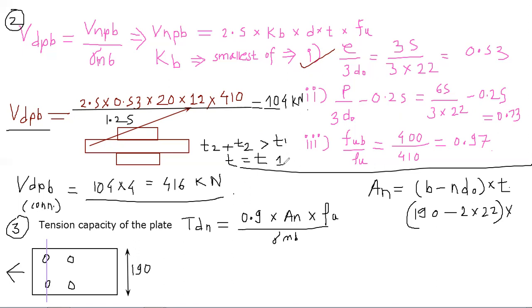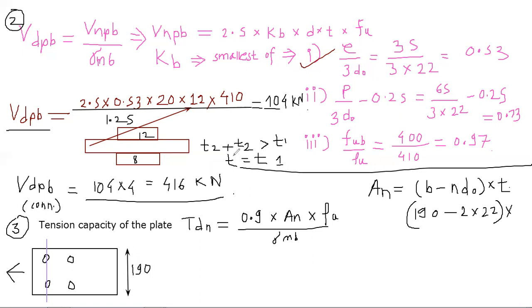Okay. So therefore 8 plus 8, T2, the smaller value, is 8 mm. You know this value is 8 mm. This value is 12 mm. So 8 plus 8 is equal to 16. And 16 is greater than T1.